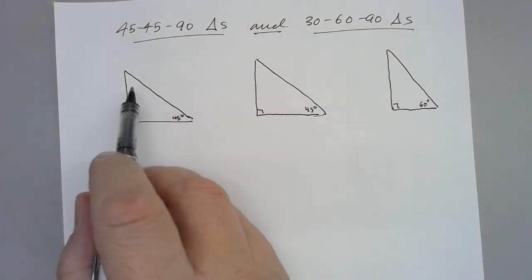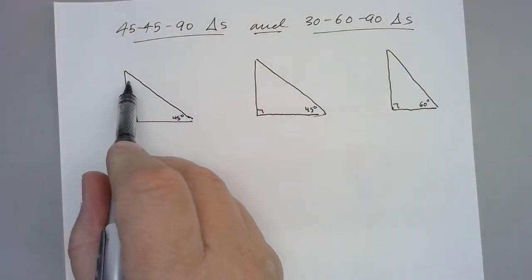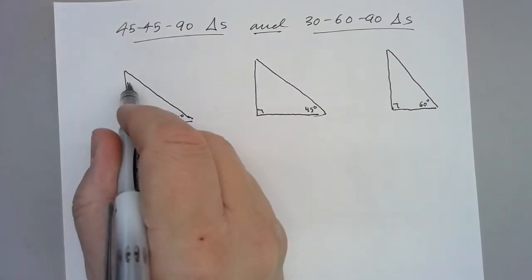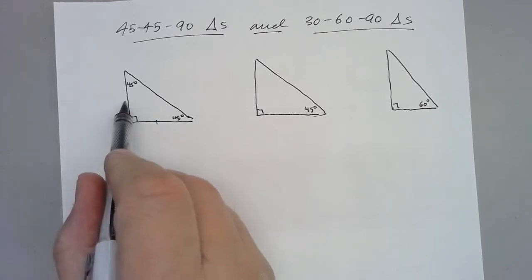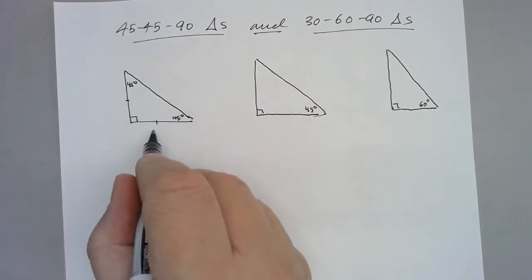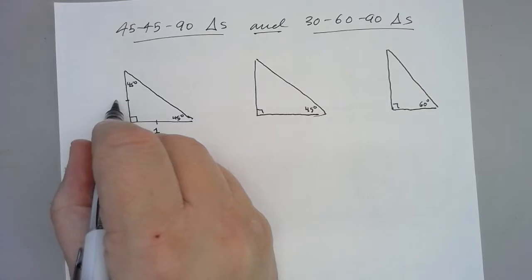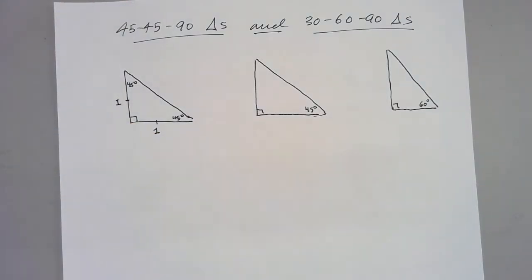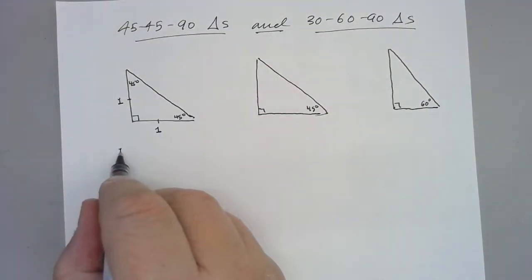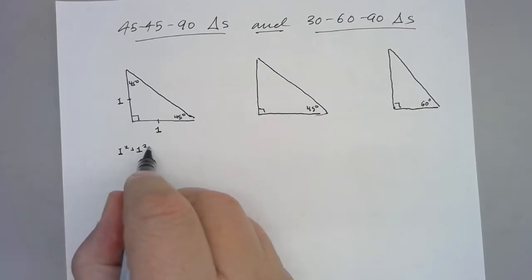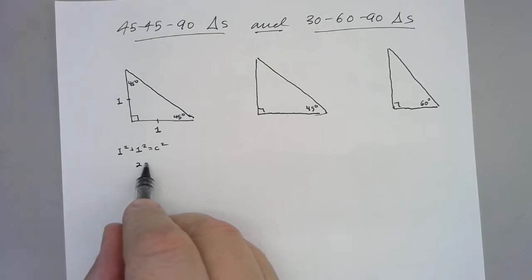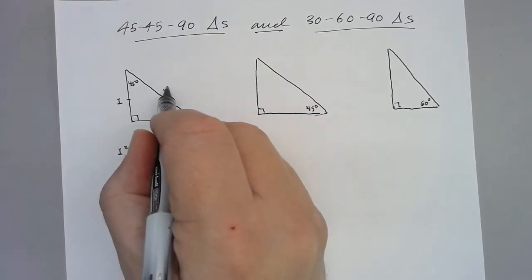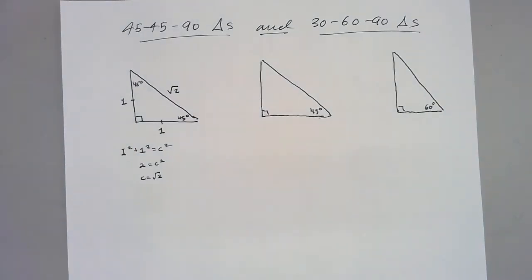For a 45, 45, 90 triangle, because this is also 45, the triangle is isosceles. These two angles are the same, which means these two sides are the same. Let's say these are length 1 for the time being. Then using the Pythagorean theorem, 1 squared plus 1 squared equals c squared, c being the length of the hypotenuse here. This is 2. So c is the square root of 2. So this must be square root 2.